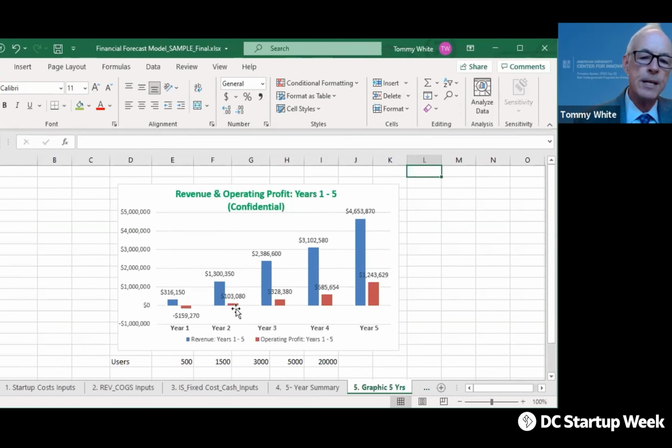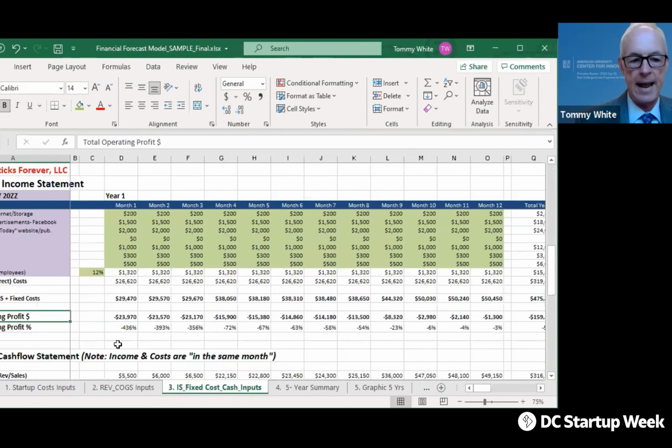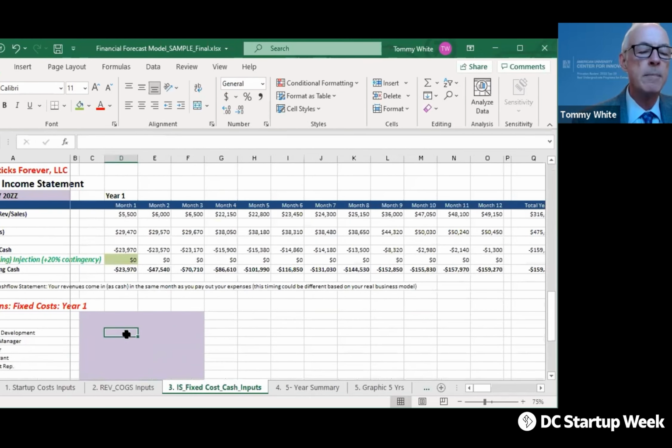Well, there's a couple more things that this model helps us analyze. One is, and I'm back on the income statement fixed cost worksheet here, to understand our cash coming in and out of the business. This model is set up so that everything lines up in the same month. And so the assumption here is that all your revenue is coming in one month and you're expending all your expenditures in that same month.